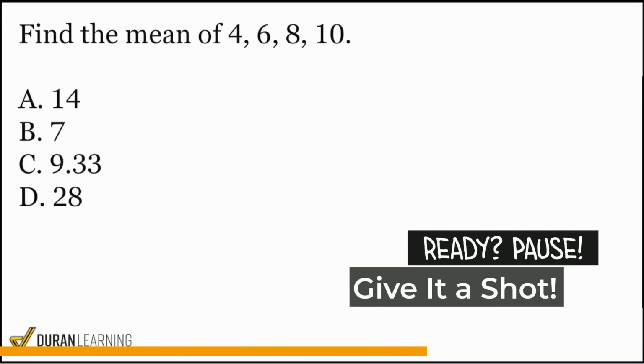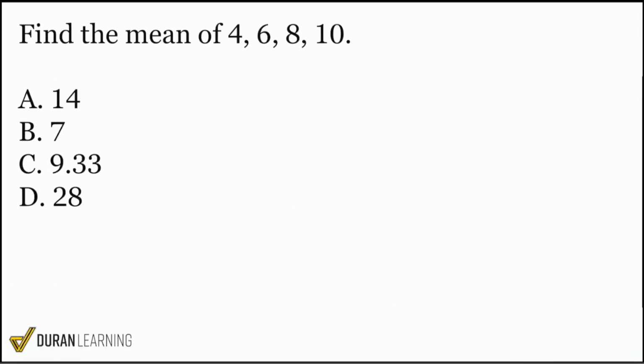So we are here to calculate the mean of 4, 6, 8, and 10. So when we want to calculate this, we just want to think about that formula to calculate mean. We're going to add up all of these values, and then divide by the number of numbers. So here's how that's going to look. We're going to say mean equals 4 plus 6 plus 8 plus 10. And then we are going to divide by the number of numbers.